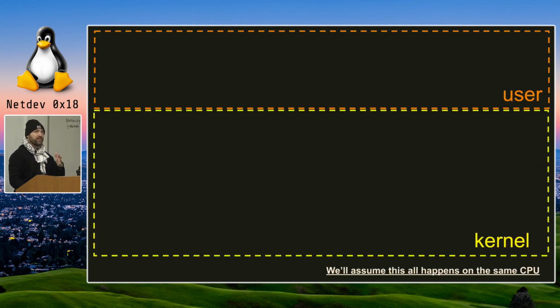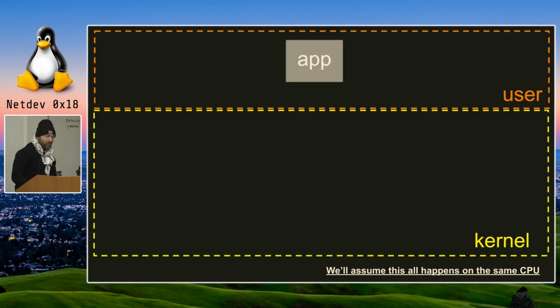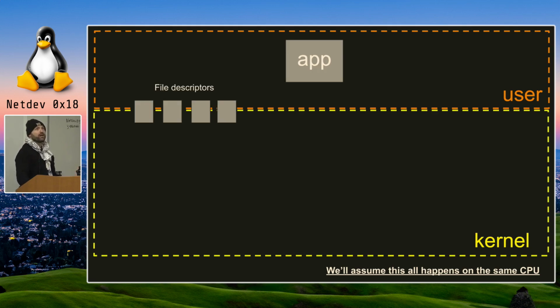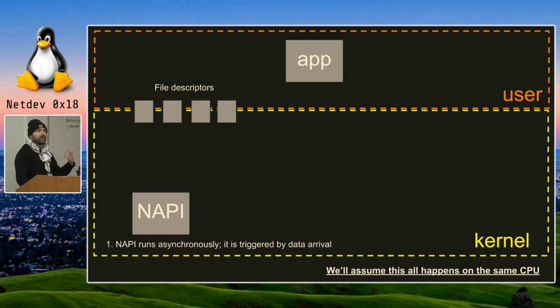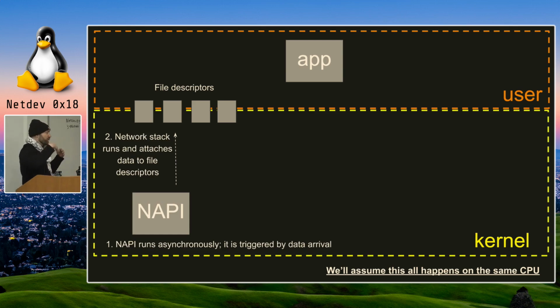So how it works normally, let's assume this is on the same CPU. Kernel is yellow, userland is orange, and you have your app, and maybe your app is a web server or something. You have your file descriptors. Maybe your file descriptors are client connections, like people on the internet trying to talk to your web app. And in the kernel, data is arriving. NAPI is running asynchronously. Data is arriving, IRQs are firing. NAPI is doing its thing, running the network stack, pushing packets up into file descriptors.